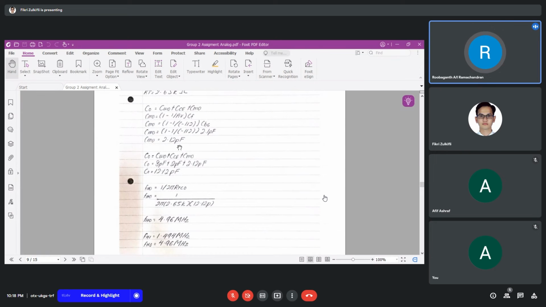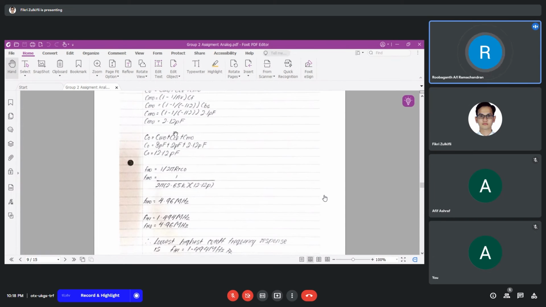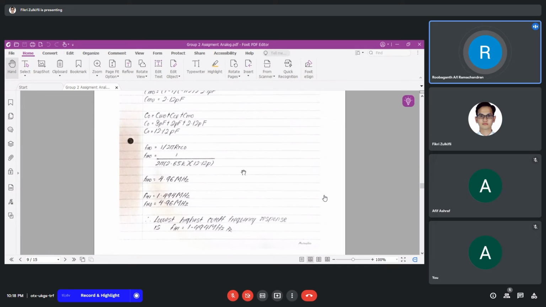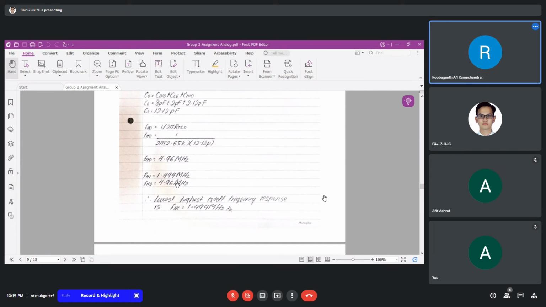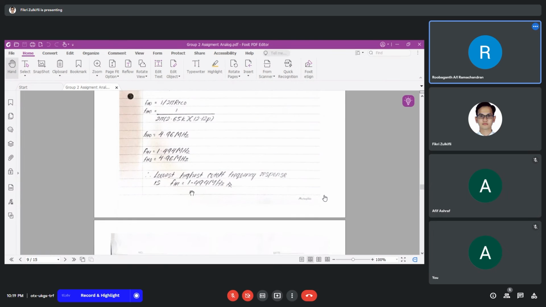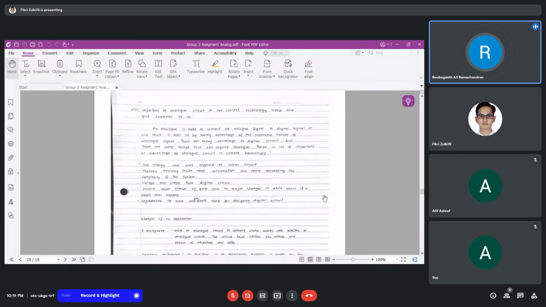Then after we get the value, we substitute back into the CO equation, where C output is equal to CWO plus CCE plus CMO, and we'll get C output equal to 12.12 picofarad. So substitute back into the frequency formula, where 1 over 2 pi RT C output, and we will get the high frequency of output equal to 4.96 megahertz. So the highest cutoff frequency response, the FH high, is 1.494 megahertz. Next, I'll pass to my friend Afif.